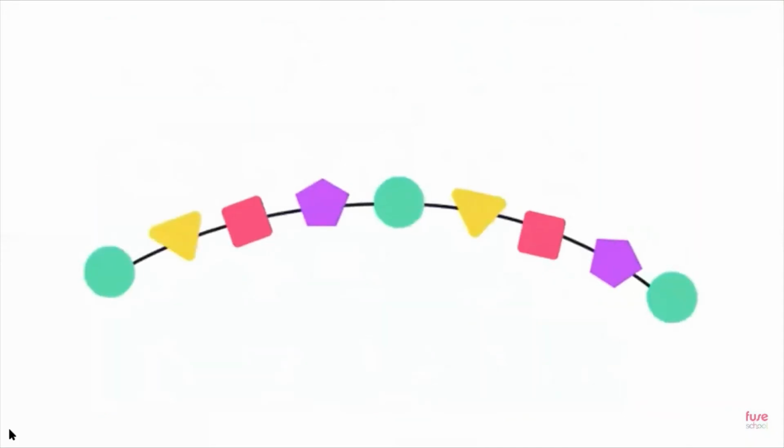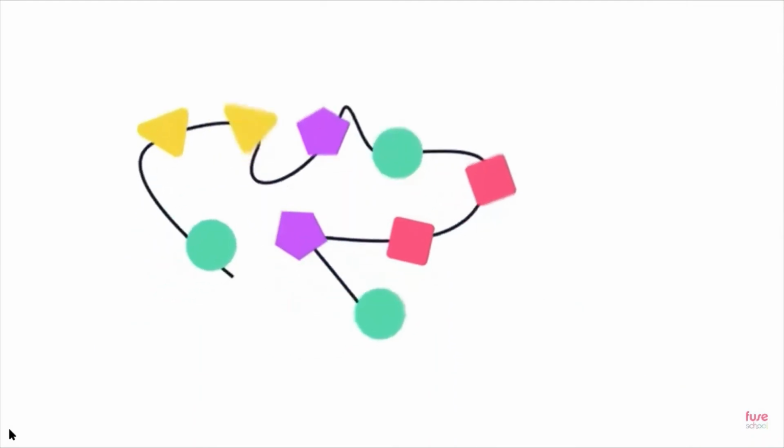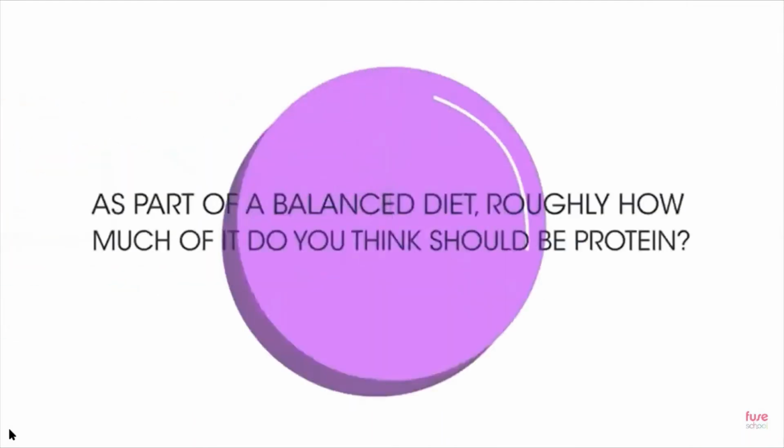The variation in proteins is caused by the order of amino acids, the chain length, and by folding the chain in distinct ways. As part of a balanced diet, roughly, how much of it do you think should be protein?